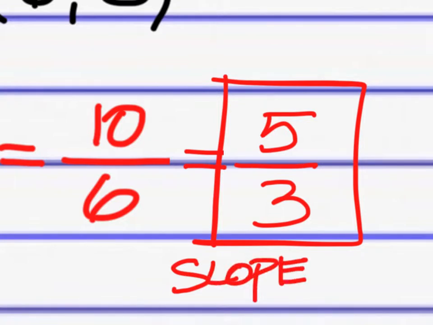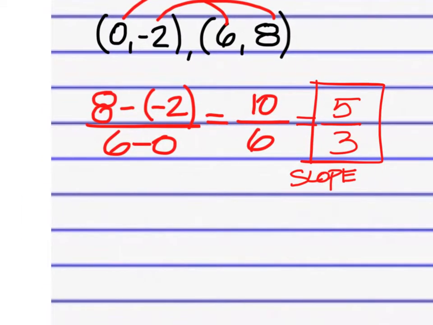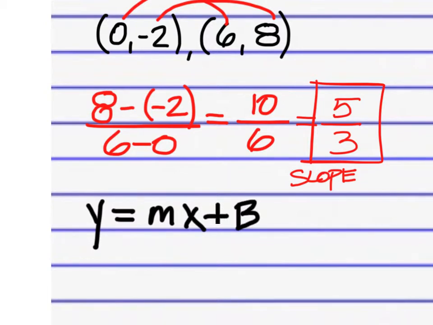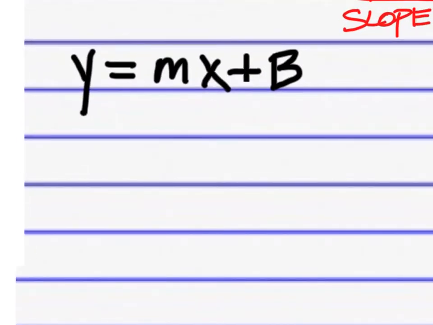What do I do with this slope? It's got to go somewhere. Where do I put it? We will insert that 5/3 into this formula. Y equals mx plus b. 5/3 is the slope. So we put that in for m.